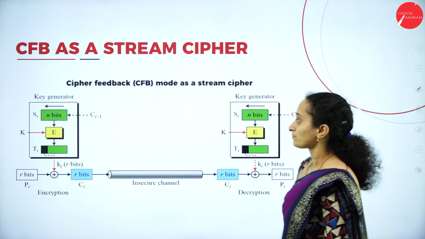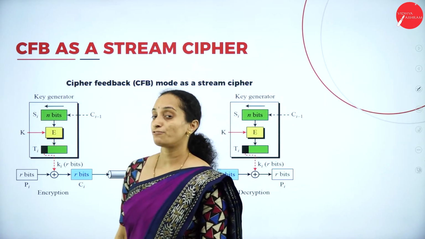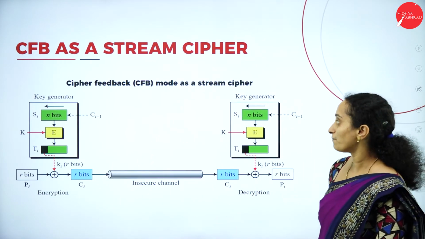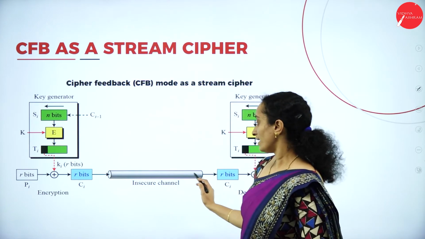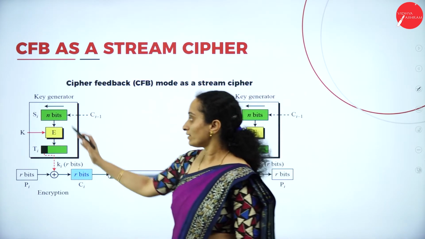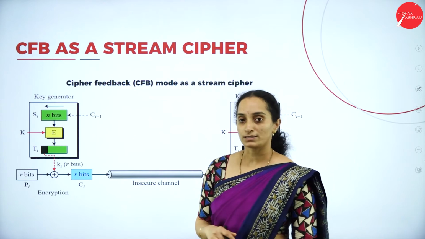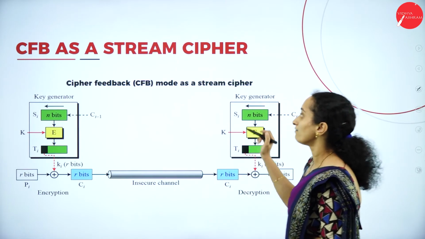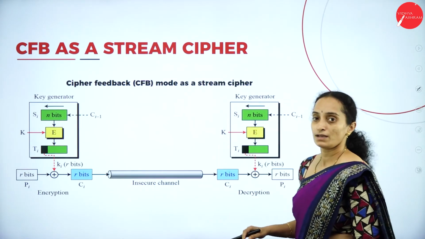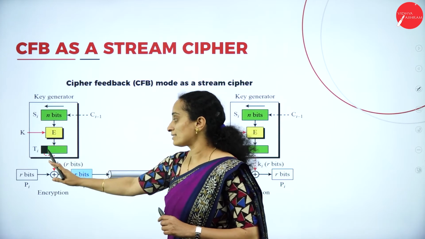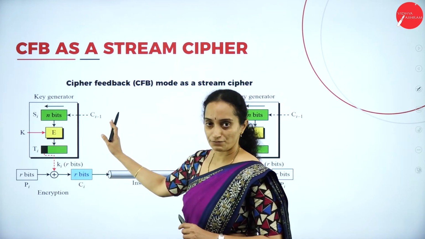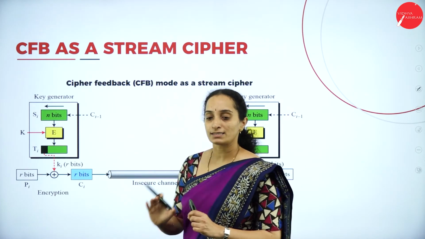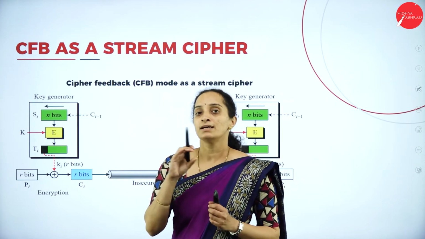Now, the discussion is all about using the CFB mode as a stream cipher. What happens is we have the insecure channel. Even though it is a block cipher, since it depends on the previous one, it will become serial, isn't it? It will become a stream. The ciphertext from this is again stored into the shift register. Again it is combined with another R bits of plain text, so it is combining with the previous block.